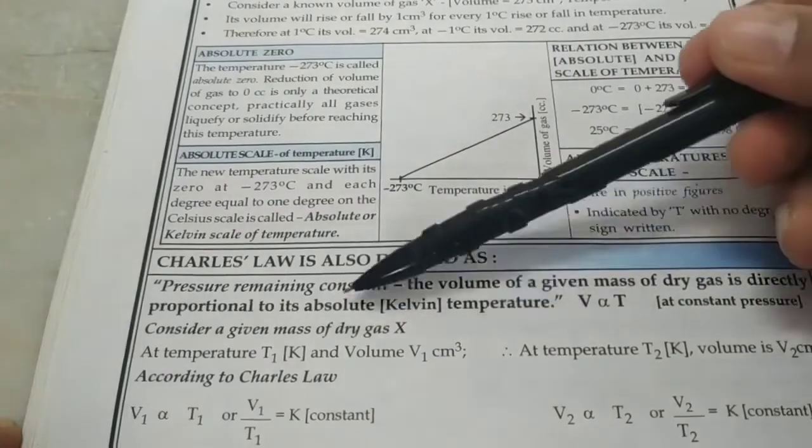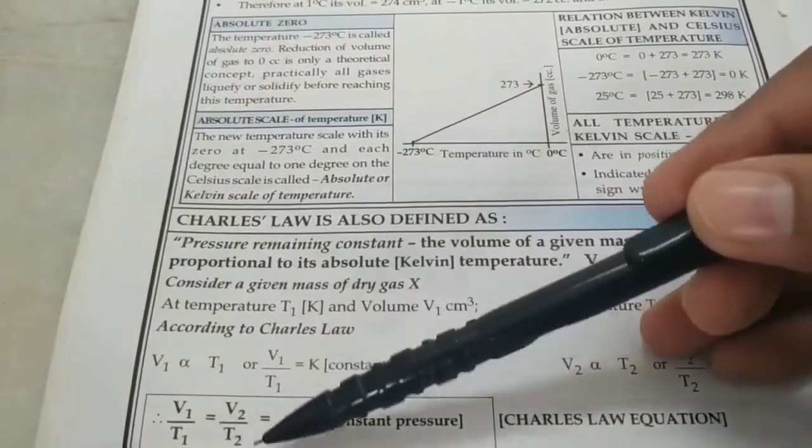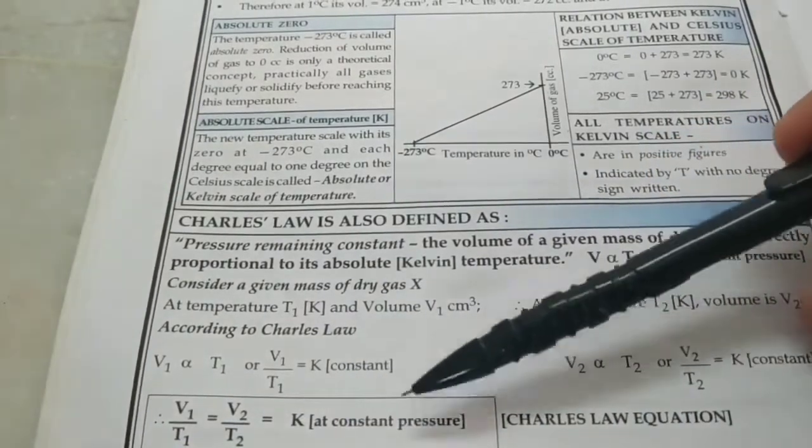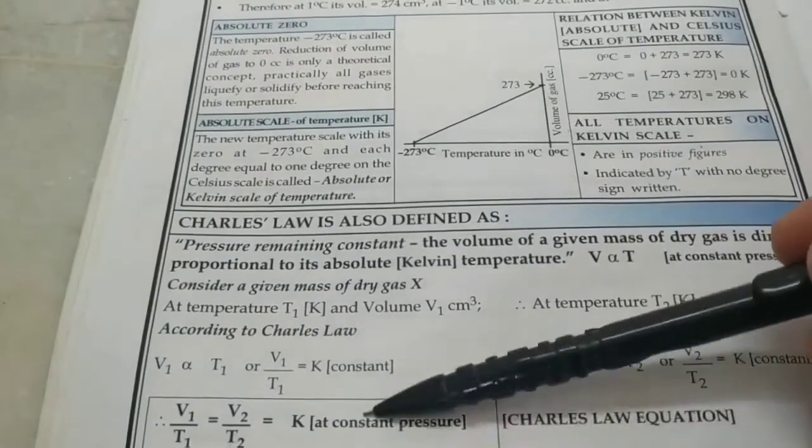Absolute temperature, don't just write temperature, because this formula, which is V1 upon T1 is equal to V2 upon T2 is equal to a constant, will work only if the temperature is measured in terms of Kelvin. And this is the mathematical form of Charles' law. And again, the numericals will be straightforward.